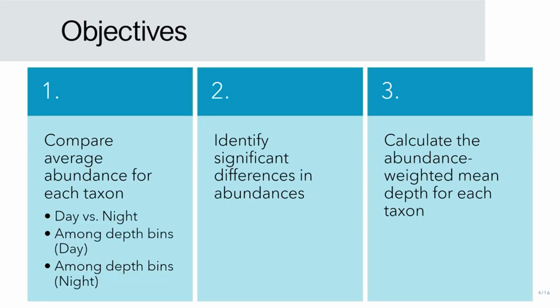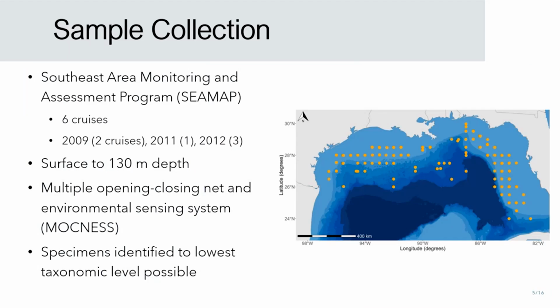So I had three main objectives here. First, I wanted to compare the average abundance for each taxon between daytime and nighttime samples, between depth bins during the day, and between depth bins at night. Next, I wanted to identify any significant differences in mean abundance between these different groups, so day and night and depth levels. And third, to determine the abundance-weighted mean depth for each taxon in day and night.